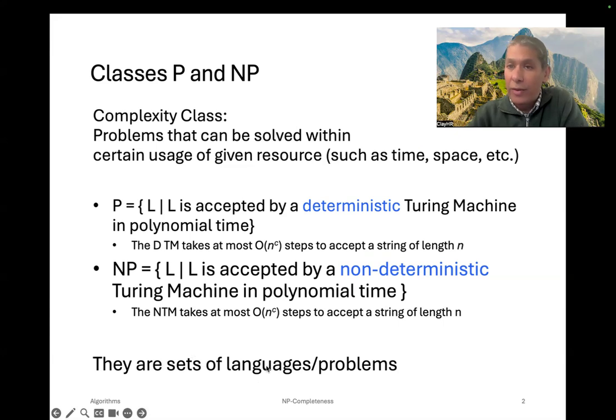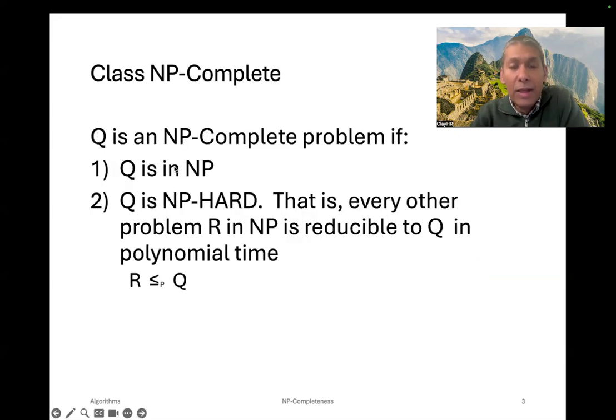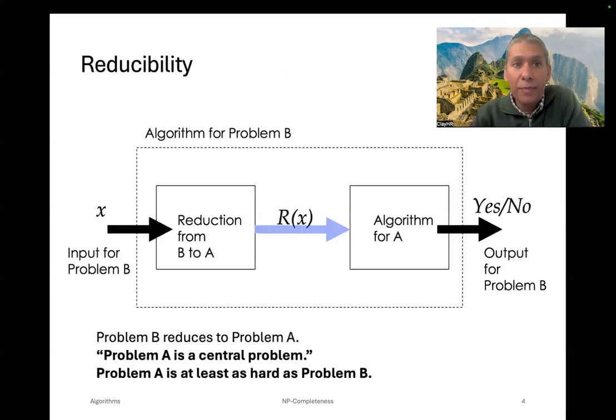These are sets of languages, also sets of problems. If you are confused about why we call a set of languages a set of problems, there's a separate video for that, so you can watch that one as well. And the class NP complete is the set of problems that are in NP and that are also NP hard. That means other problems in NP can be reduced to those problems. So that's the class NP complete.